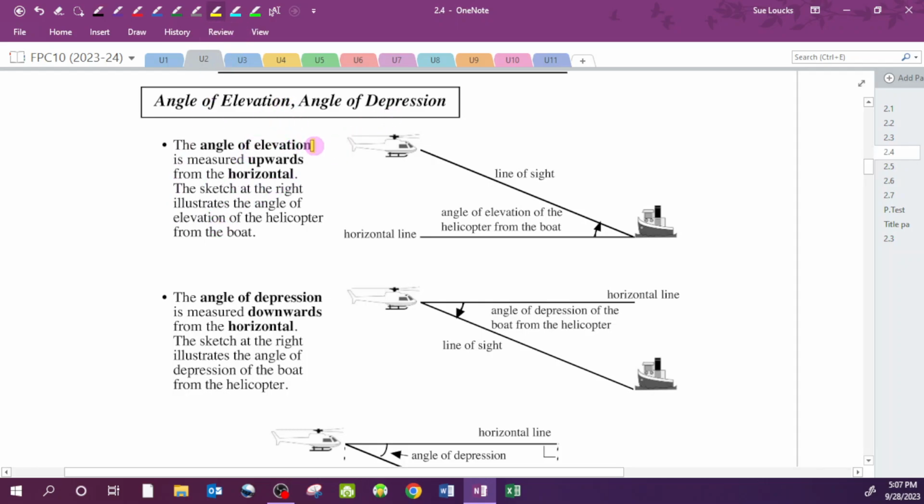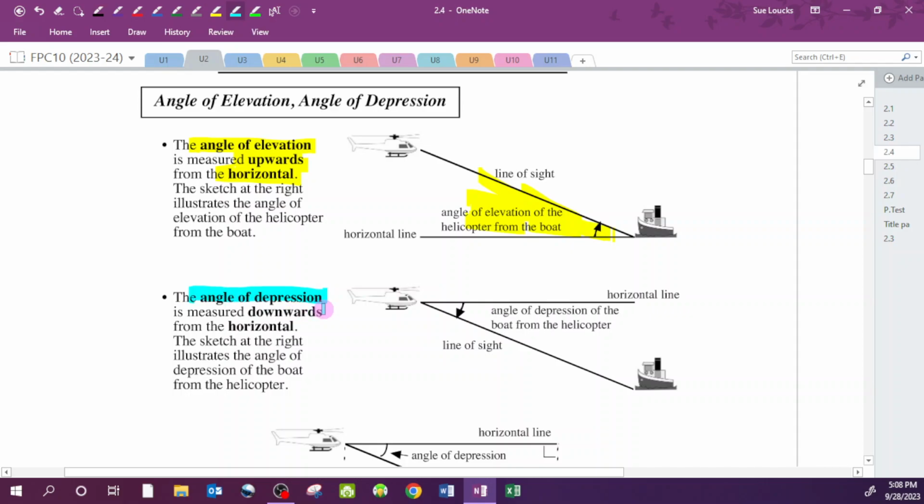So the angle of elevation is measured upward from a horizontal, okay? Elevation, it's going up. So you have a horizontal line here, down the bottom, and the angle of elevation is you looking up at something. So this is the angle of elevation here, and I can't turn my little highlighter sideways to color in there, but maybe you can.